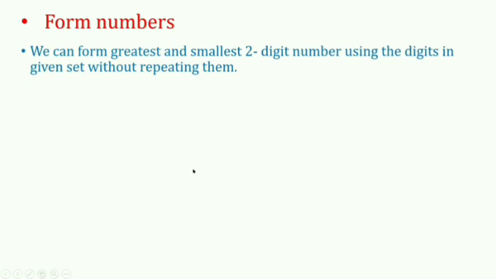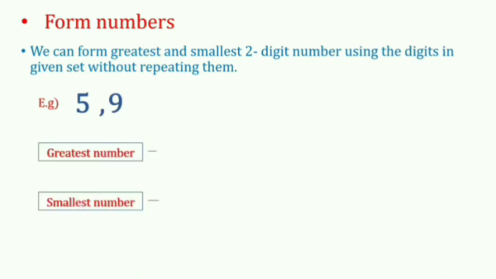Now let's move to the next topic, that is form numbers. Children, let's see how we can form numbers. We can form greatest and smallest two-digit number using the digits in given set without repeating them. So let's take one set of two digits, that is 5 and 9. Using these two digits, we will form greatest number and smallest number.